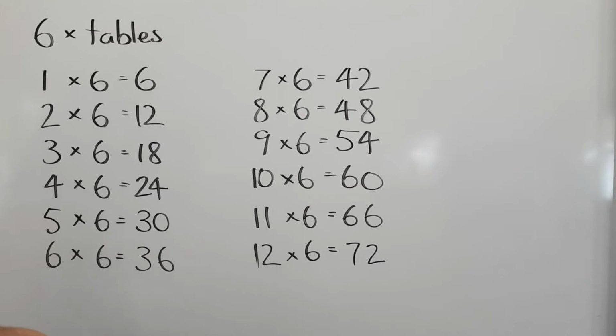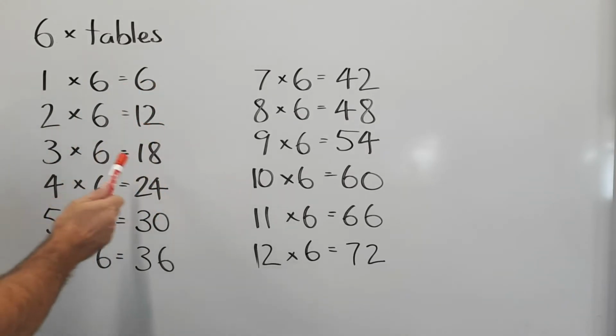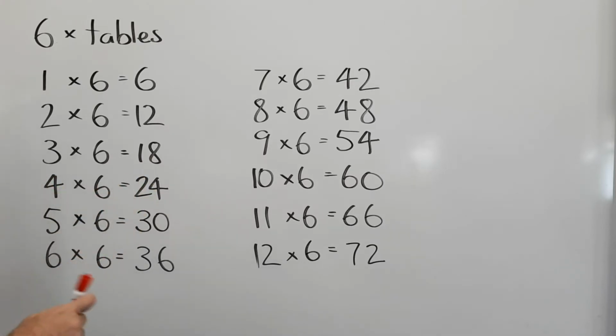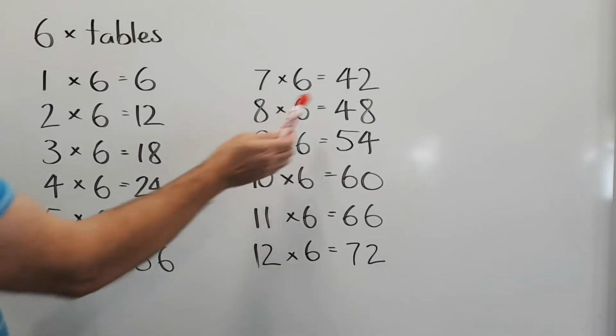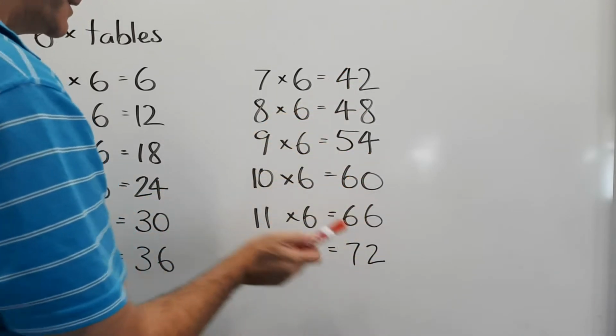out all together. So 1 times 6 is 6, 2 6s are 12, 3 6s 18. 4 of them 24, 5 times 6 30, 6 times 6 36, then 42, 48, 54, 60, 66, 72.